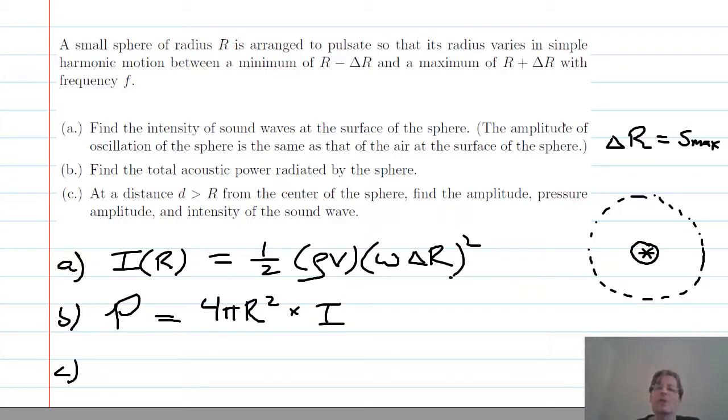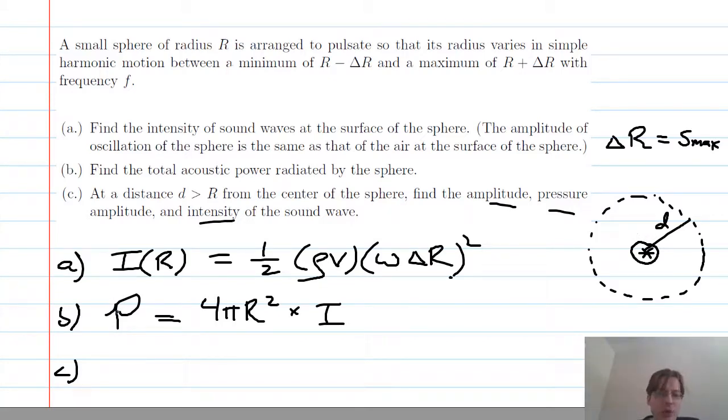Now we're at some greater distance. I'm standing out here at a distance d. Find the amplitude, pressure, and intensity. Okay. Part of the skill here is knowing which one of those things you can calculate first. The others you infer from it. Well, intensity follows an inverse square law. So I can immediately figure out the intensity at distance d. And if I know the intensity, then I can figure out the pressure and the amplitude of the sound waves.